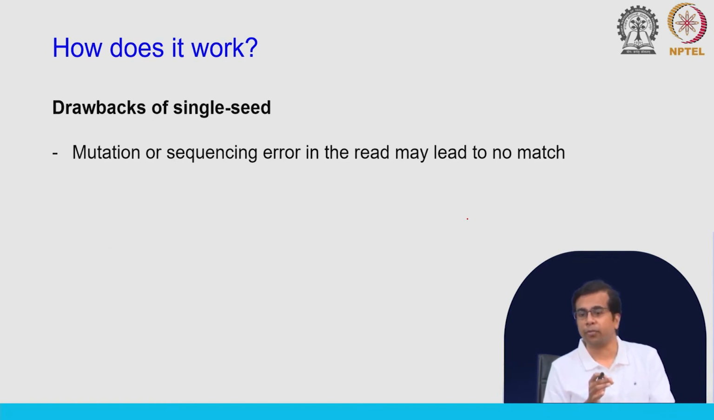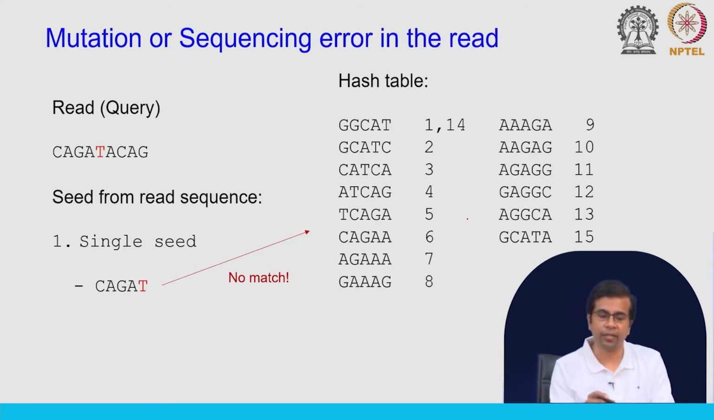Now, what would be the major drawback? Why don't we use this most of the time? It is because if you have a mutation or sequencing error in the read, this may lead to no match. So, you may not be able to find that seed in the hash table. Imagine this example: instead of this A here, you have a T, in red. This is the mutation or sequencing error in the read, and when we compare against the hash table of the reference sequence, we do not see any match.